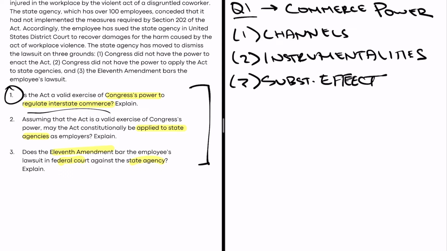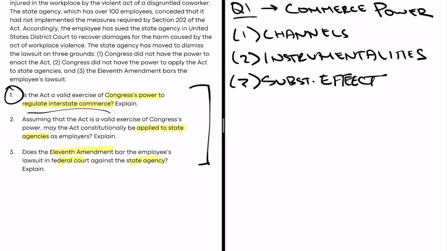Where things can get a little bit more complex is where we see Congress attempting to regulate activities that have a substantial effect on interstate commerce. Because we have to identify, okay, well, what activities have a substantial effect on interstate commerce? And really, this whole analysis comes down to whether the activity being regulated is commercial or non-commercial, economic or non-economic.